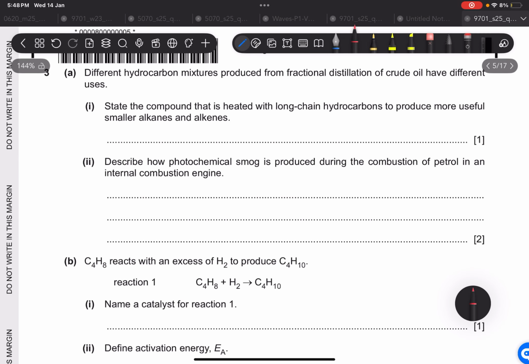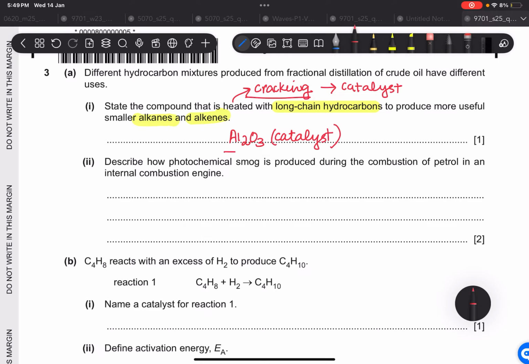Different hydrocarbon mixtures produced from the fractional distillation of crude oil have different uses. State the compound that is heated with long chain hydrocarbons to produce more useful smaller alkanes and alkenes. So what are they talking about? They're talking about a reaction that you call cracking. And for cracking, what kind of catalyst do you use? You use an aluminum oxide catalyst. Al2O3 is your catalyst which is used for your cracking.